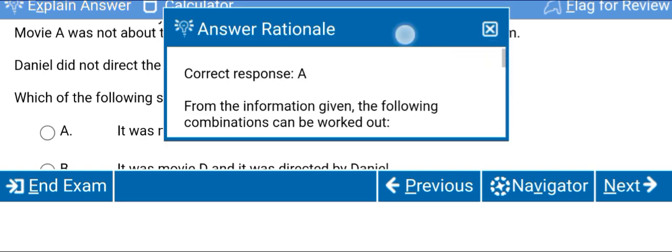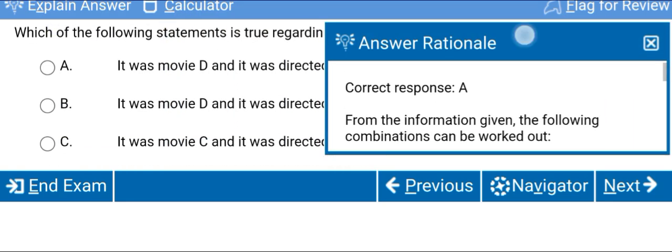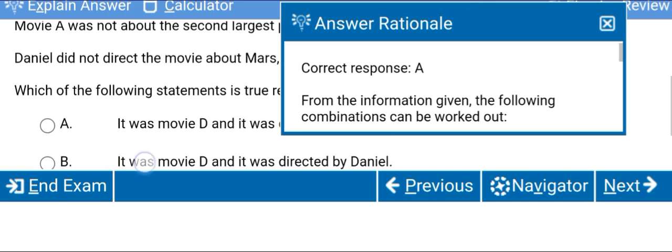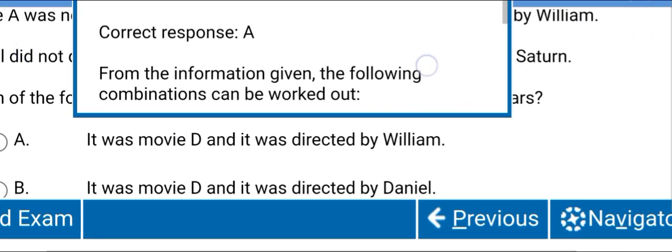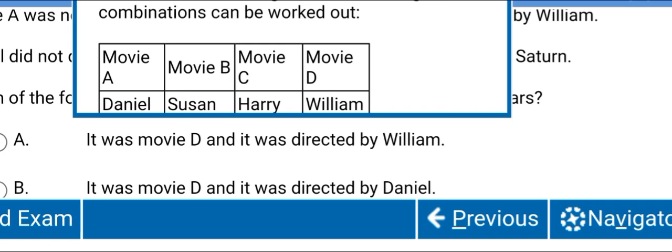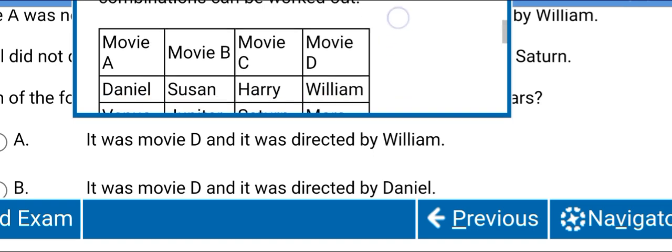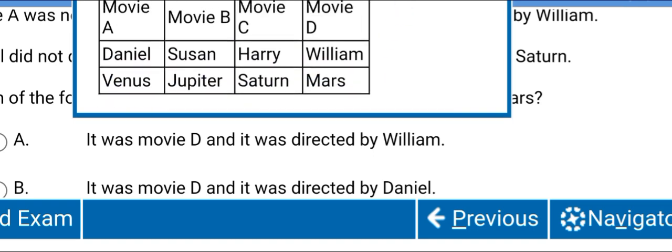So the correct response is option A, that from the information given, the following combinations can be worked out. Movie A, Daniel, and it was Venus. Movie B, Susan, and it is Jupiter. Movie C, it is Harry, Saturn. Movie D, by William, and it's Mars.